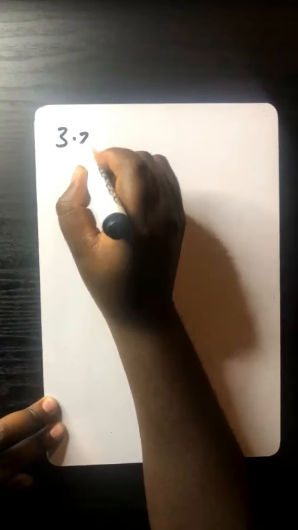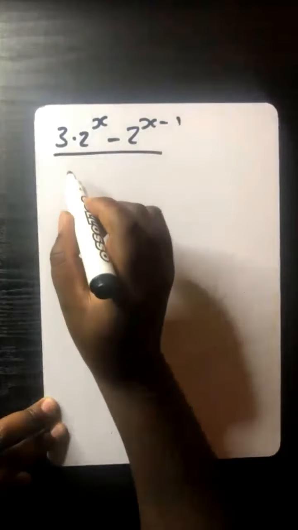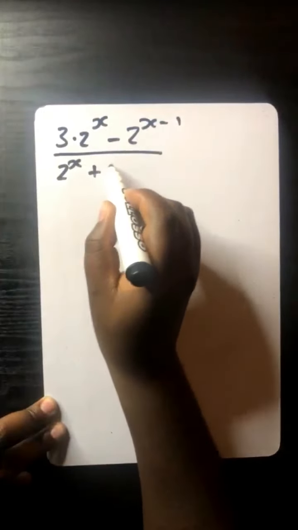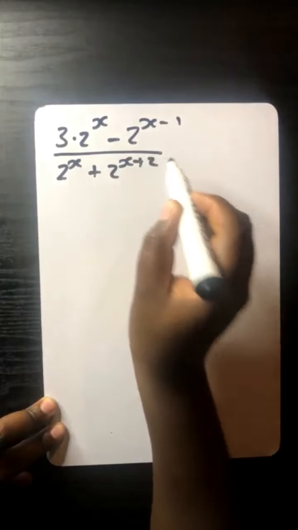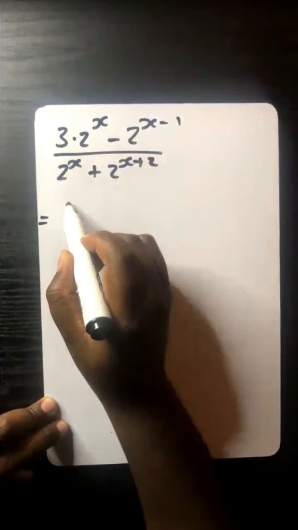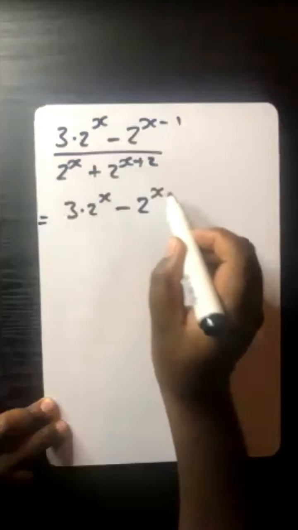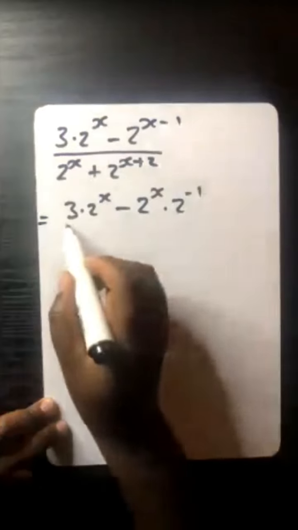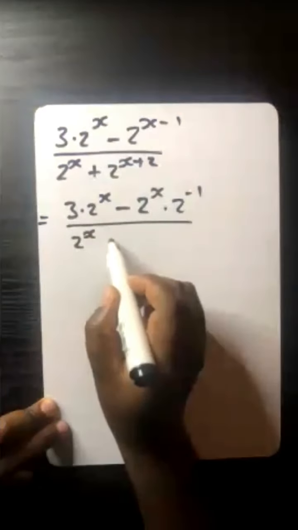So we are left with 3 more problems. So let's see. We've got 3 times 2 to the exponent x minus 2 to the exponent x minus 1, divided by 2 to the exponent x plus 2 to the exponent x plus 2. Okay, so let's see. Obviously, the bases are in the simplest form. What we can do is just to separate the exponents. Then we've got 2 to the exponent x.